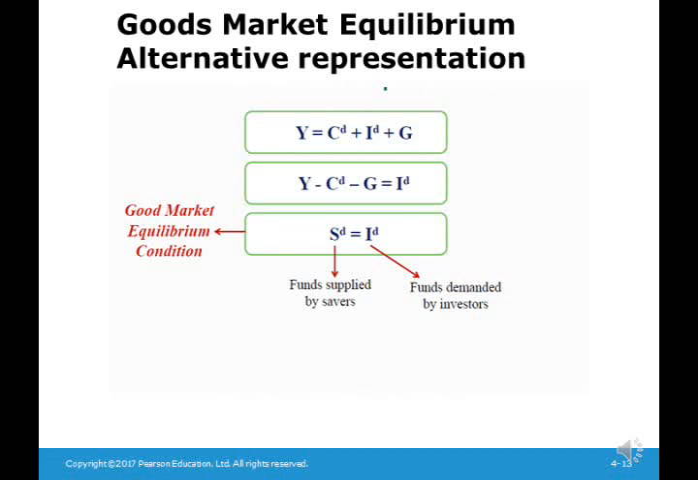Okay, with simple manipulation as we did before, we can reach that from the equilibrium condition, bringing the private consumption and public consumption, or government purchases, to the left hand side. We equate between the saving, or the desired level of national savings, and desired investment. Desired savings represents merely the funds supplied by savers, whereas the national desired investment represents funds demanded by investors.